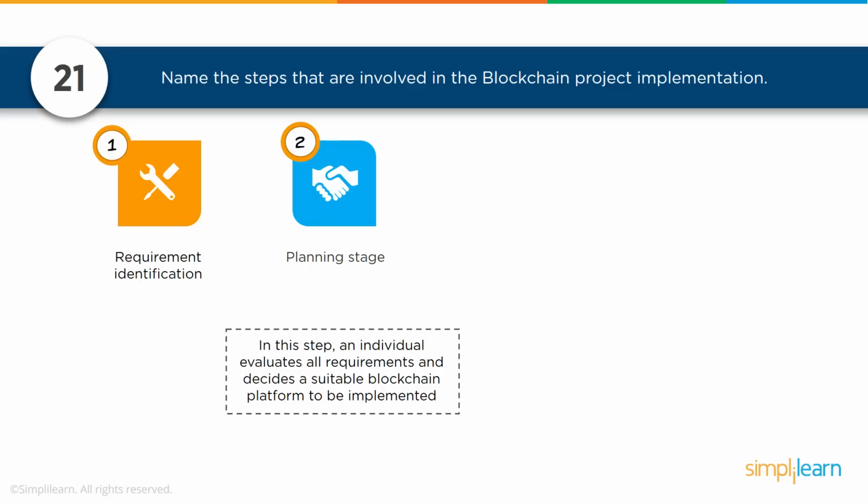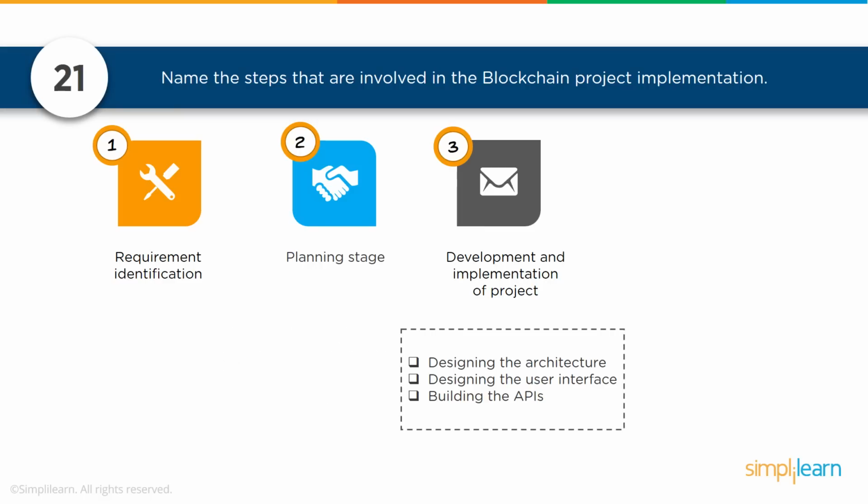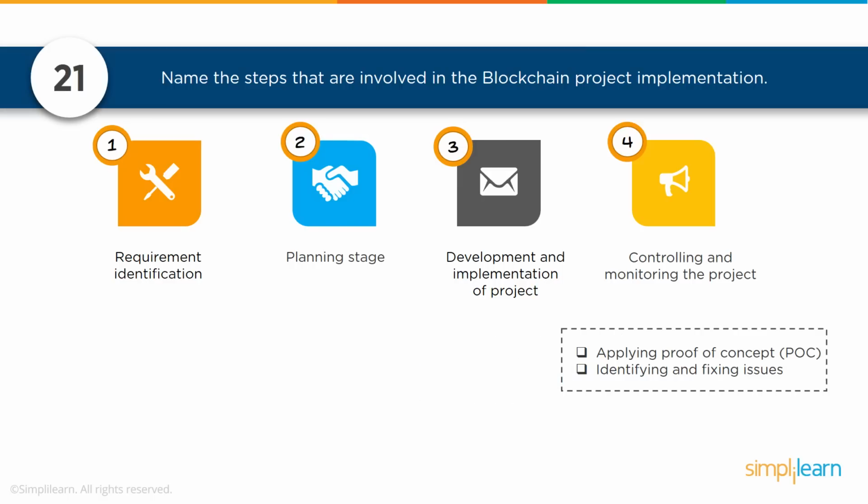Then we move on to the planning stage. In this step, an individual evaluates all the requirements, lists them down, prioritizes them, and decides a suitable blockchain platform which has to be used to implement this particular problem. Then kicks off the development and implementation of the project. You design the architecture, you design the user interfaces, and start building the APIs. And then comes controlling and monitoring the project. You apply the proof of concept, you start off with that, and then start building the application on top of it. And then once the basic version of the application is available, you start identifying bugs and start fixing them.